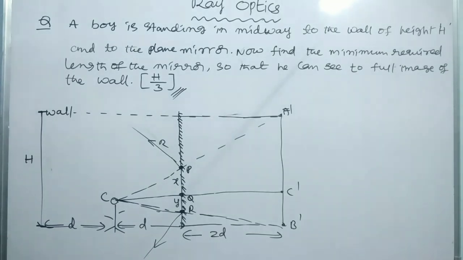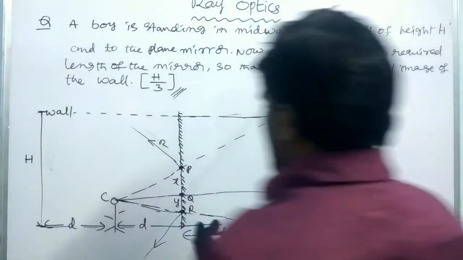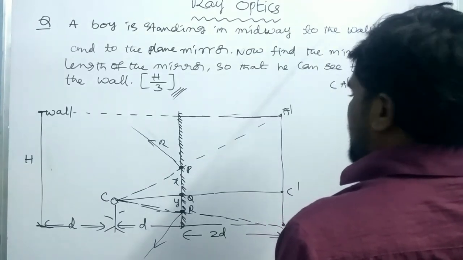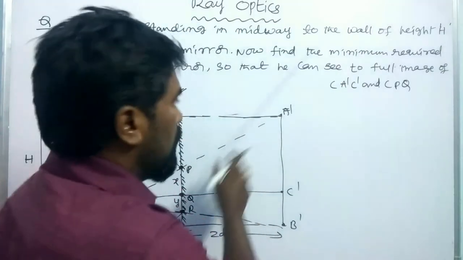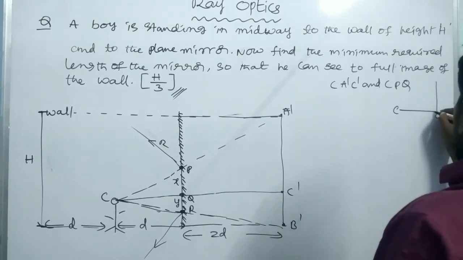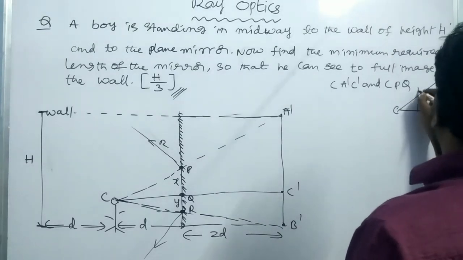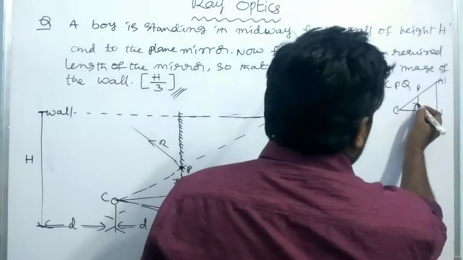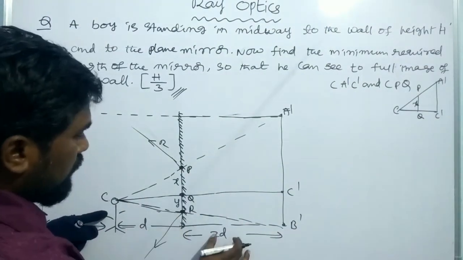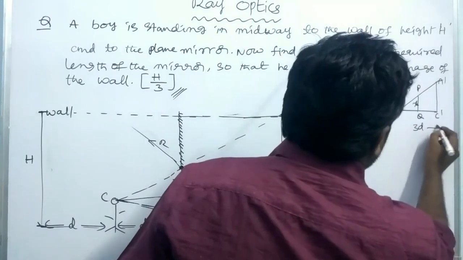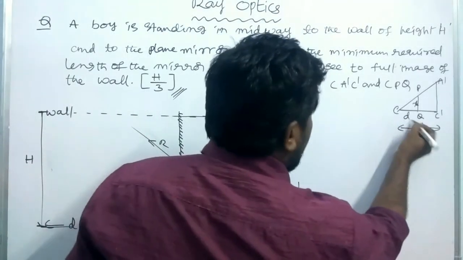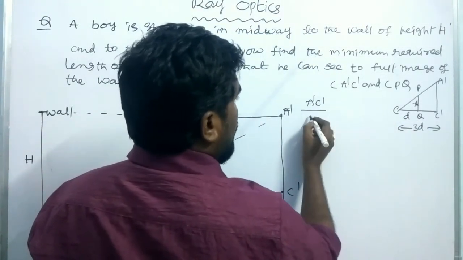Now let us try it. The answer is H by 3. How is it? Here there are two similar triangles. The first one is C, A dash, C dash, and CPQ. This is C, this is C dash, and this is A dash here. This is P and Q. PQ is X here. CC dash is D and 2D, it is 3D here. And CQ, what is CQ? CQ is the distance D.